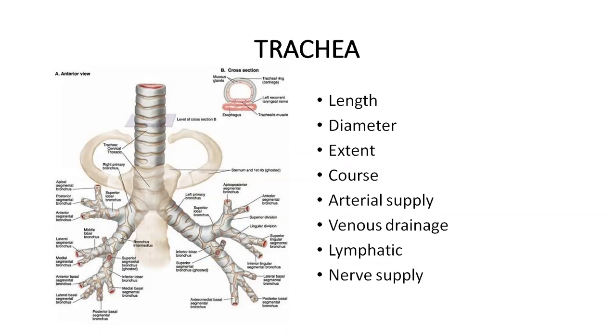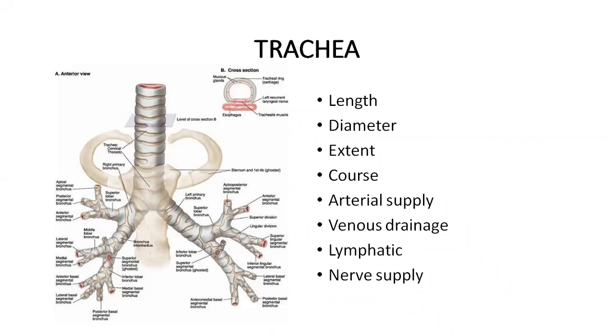So talking about the trachea, it is a cartilaginous skeleton formed by C-shaped rings. How many rings will be there? There are around 16 to 20 rings present. It is present in the lower part of the neck and in the superior mediastinum. What is the length of the trachea? 10 to 15 centimeters. The length of the trachea is 10 to 15 centimeters.